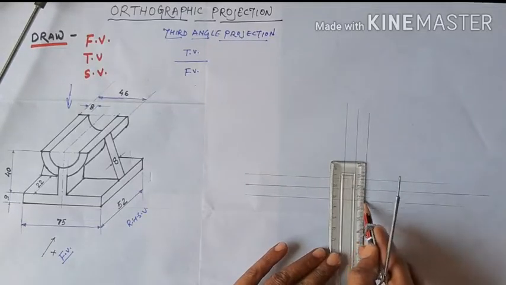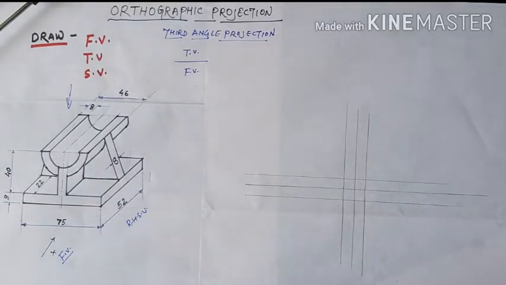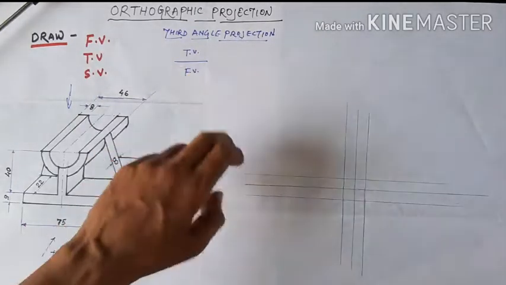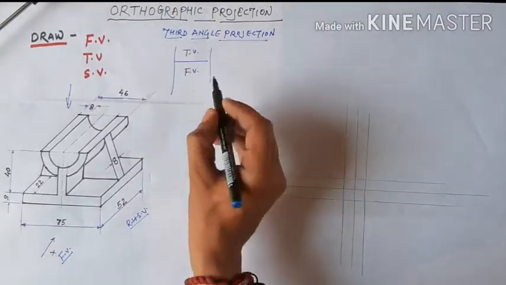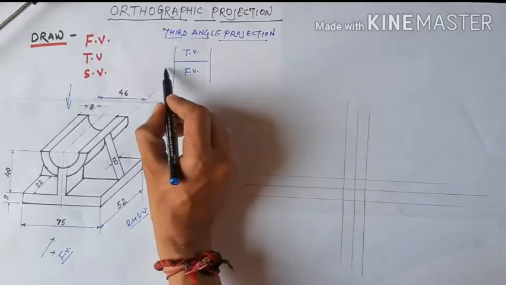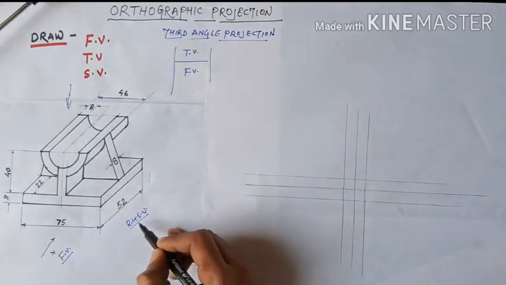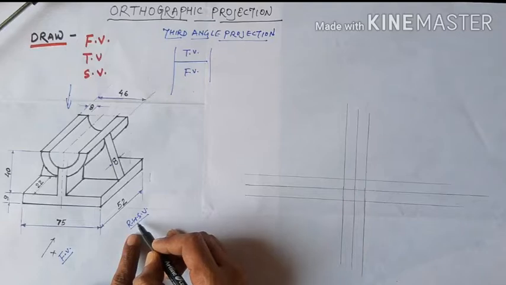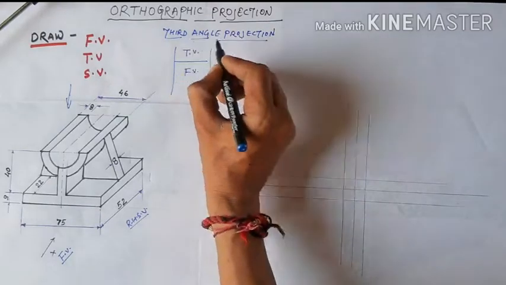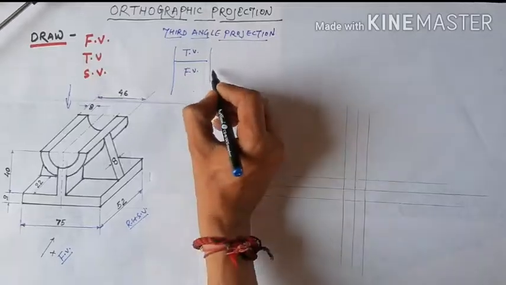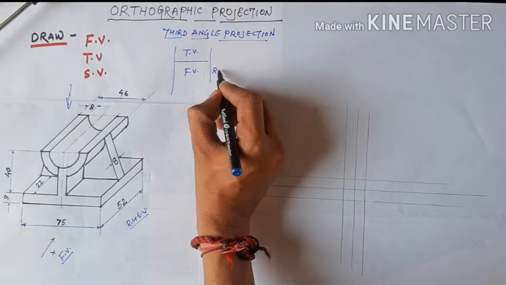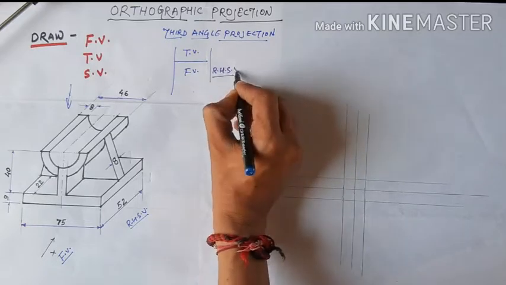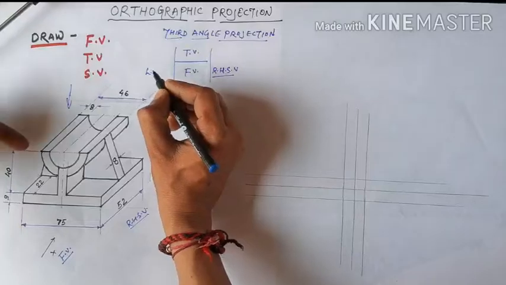Before starting, we have to put each actual view where it appears. According to the third angle projection method, remember the right hand side view and left hand side view. The side view is situated just beside the front view. If in the question we have to draw a right hand side view, then according to the third angle projection method, it is always constructed towards the right hand side. So this is your right hand side view.